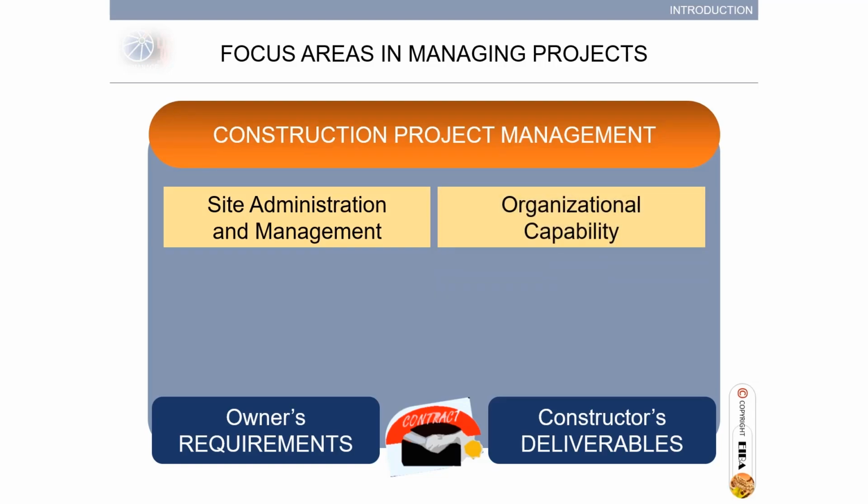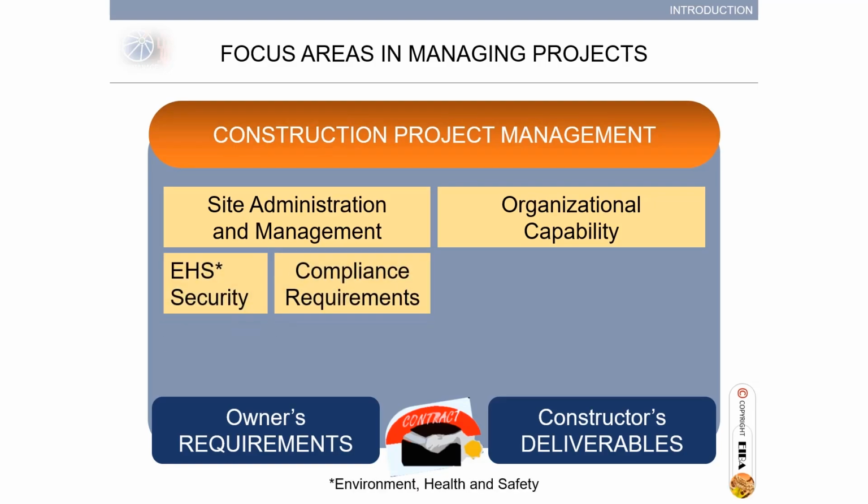Organizational capability, resources like management and people, equipment, systems and procedures, and financing determine the ability to complete a project. Environment, health and safety, and security and compliance requirements. These matters are sometimes considered unimportant, but must be complied in every aspect. Non-compliance can be disastrous to a project. Records and information, particularly important, but at times taken for granted.